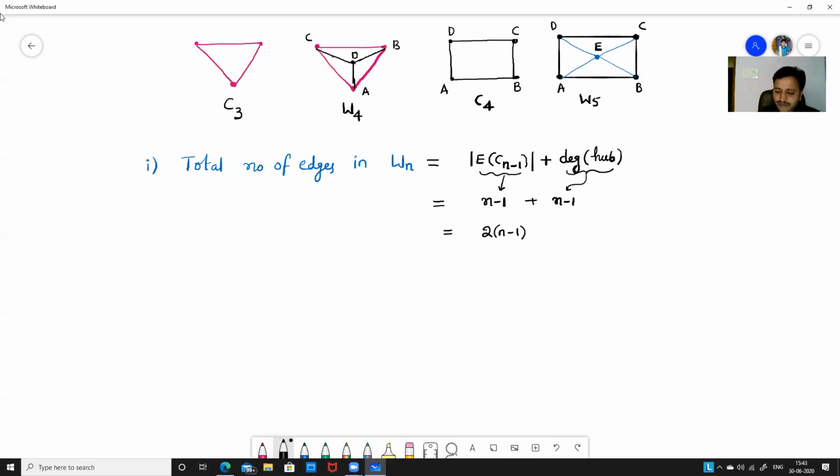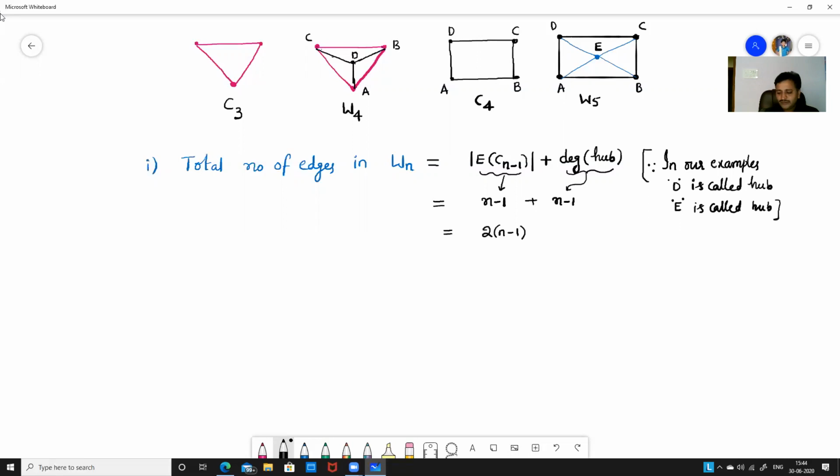Who is the hub in this case? D is called the hub in this diagram. Here, E is called the hub. Okay. I will write that point also. In our previous examples, D is called the hub. Similarly, E is also called the hub.